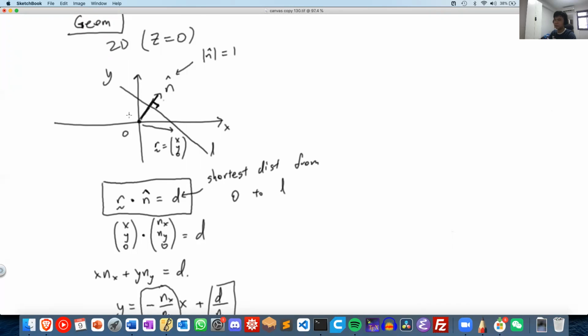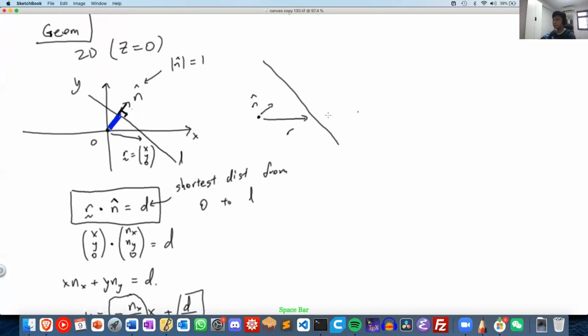The shortest distance in this case will look something like this. And the reason why that is so is because of the definition of the dot product. If we have the line and we have this r, and the unit vector n hat, then recall that geometrically r dot n equals the length of r times the length of n times the cosine of the angle. And in this case, the length of n hat is 1. So this is just r cosine theta.